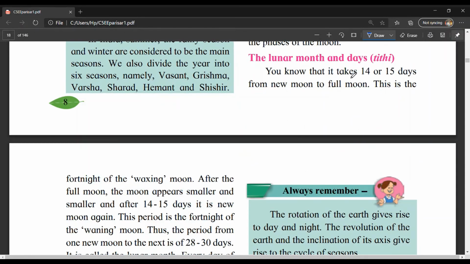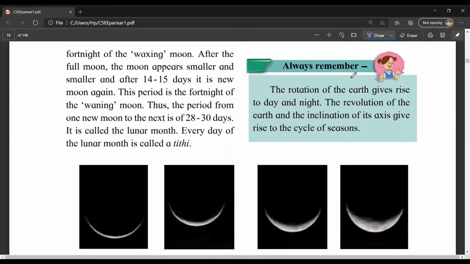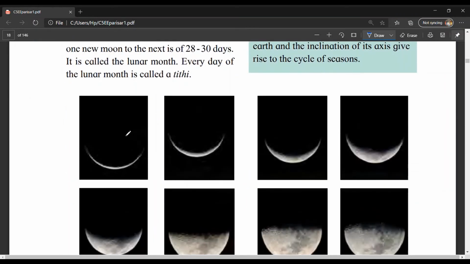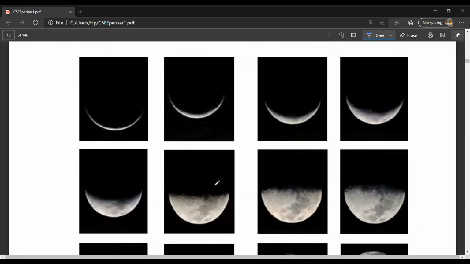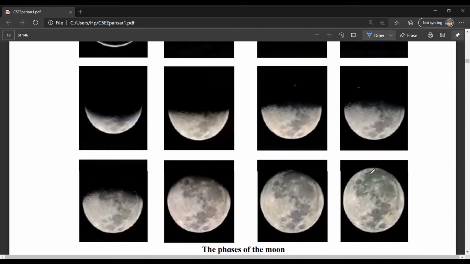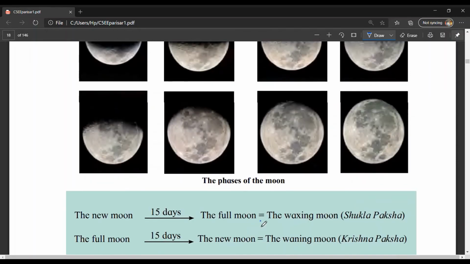Now we will see the lunar month and days. As I told you, full moon and new moon. Whenever there is a full moon, after that the moon appears in this position, and then it goes on increasing. Have you seen this picture? See, it is going on increasing, then this, then this, and then this, up to when it completes one full round. This is a full moon night, and this period is known as the waxing moon. The waxing moon period, that is Shukla Paksha, is for 15 days.